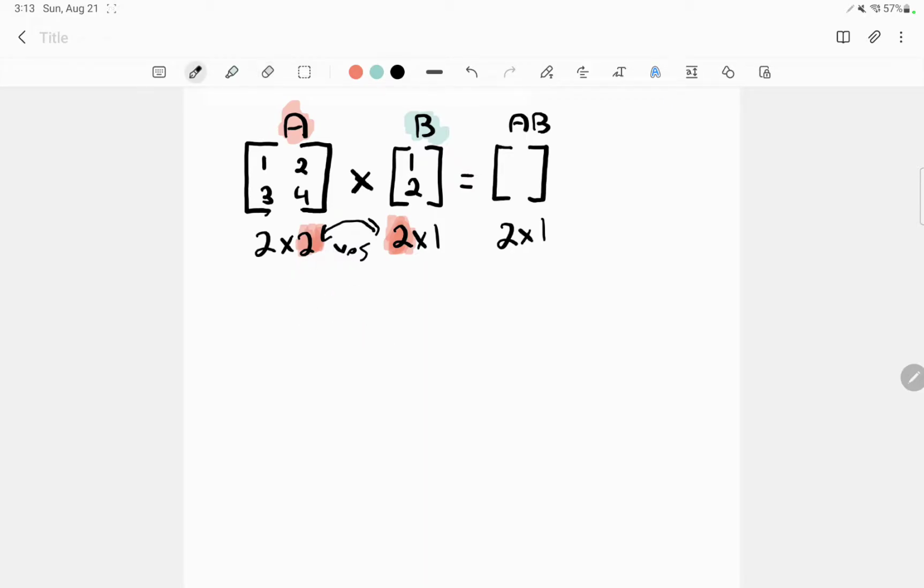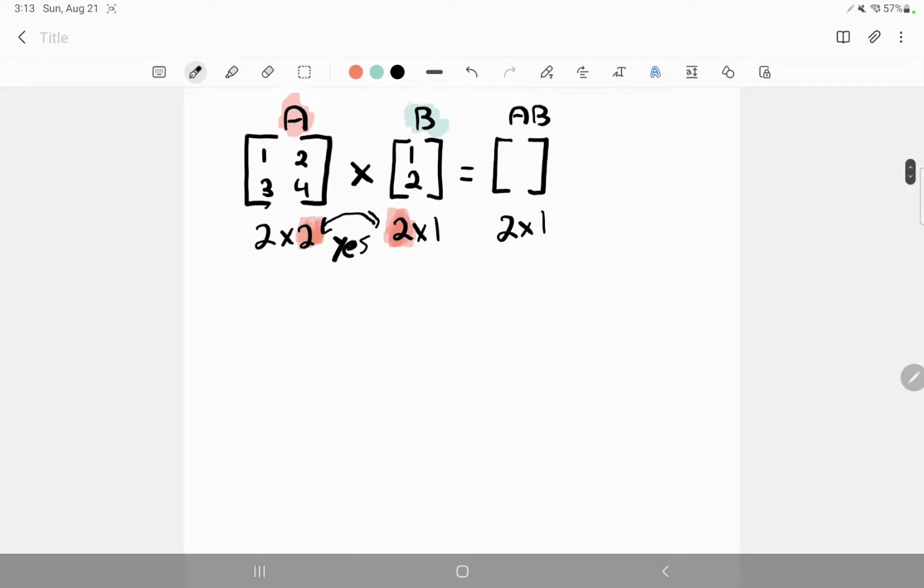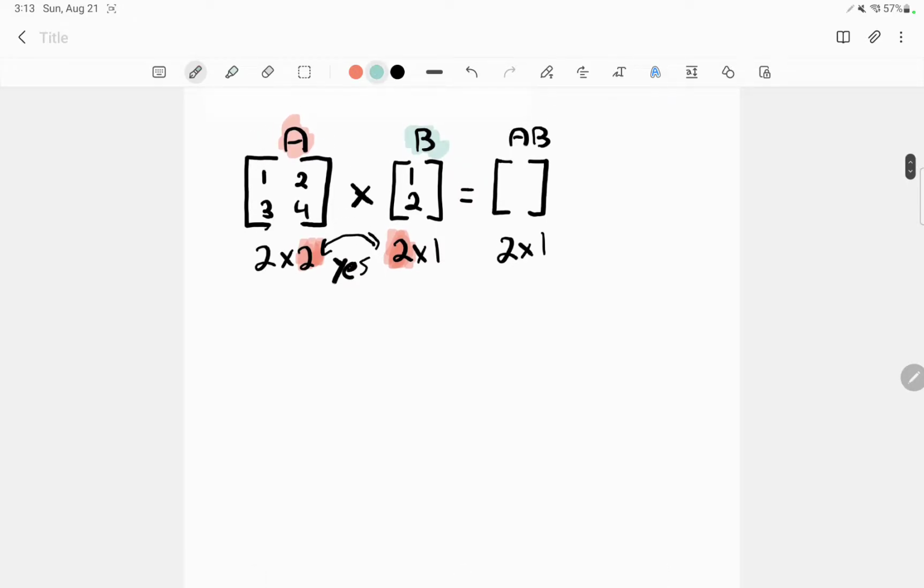Alright, can we multiply the top one? Yes, we can, because both of my two numbers on the inside are equal to each other. Now, another thing: whenever you can multiply, I want you guys to look at your numbers on the outside. In this case, it's your 1 and your 2. And with those two numbers, you're going to be able to know your final answer.